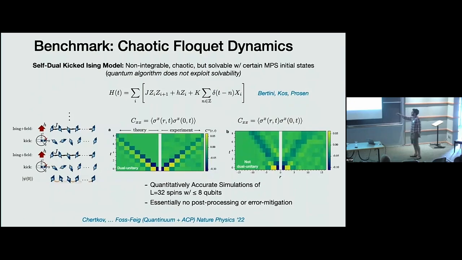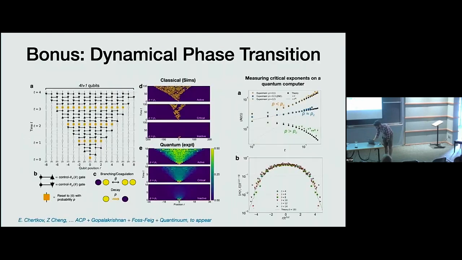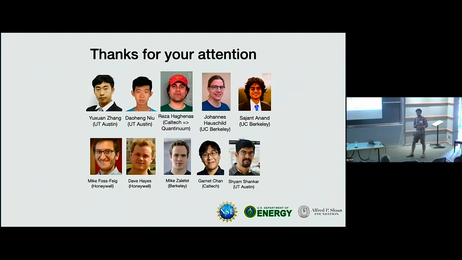Just briefly, you can check this. Just for fun, we took Tomasz's favorite kicked Ising model, which in certain limits you can simulate exactly classically, and you get these nice dual unitary behavior. But the algorithm can also simulate non-classically solvable things where we have non-dual unitary circuits. And we're able to get reasonable quantitative accuracy on 32 site systems, again with only a handful of qubits. Let me just wrap up there, since I'm pushing into lunchtime. So thanks a lot for your attention.